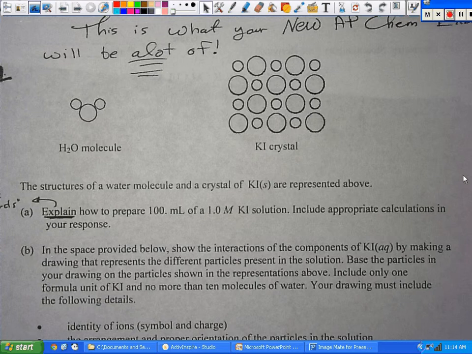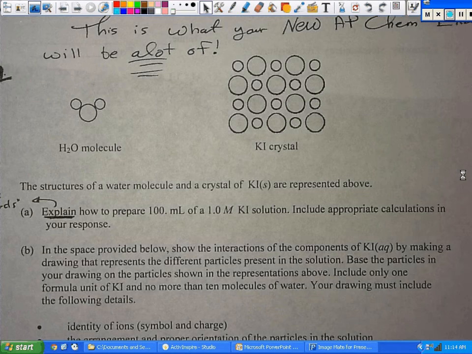Now, if you will notice, what I wrote on this is very important, because this is going to be a lot of what's on the new version of the AP exam. So you have to go through this to be able to figure out what you're going to be looking for. Okay. Now, if you'll notice part A, what's it say? Explain. That's very vital to your comprehension and your understanding of what you need to do. So you have to use words to explain. That's what the arrow says. Explain how to prepare. So you have to use words.